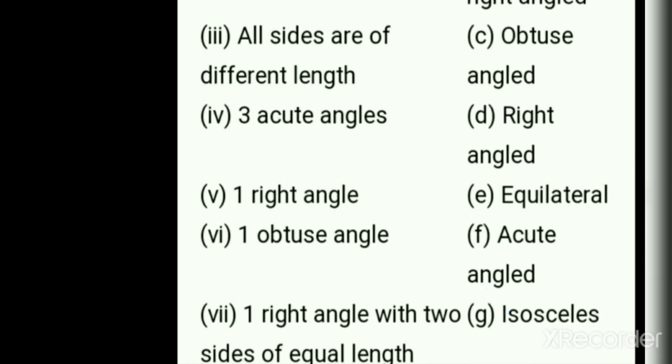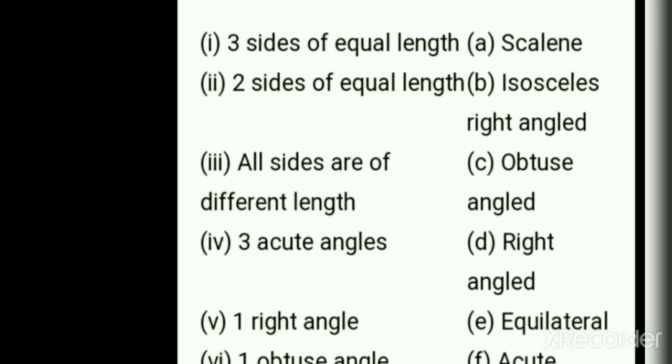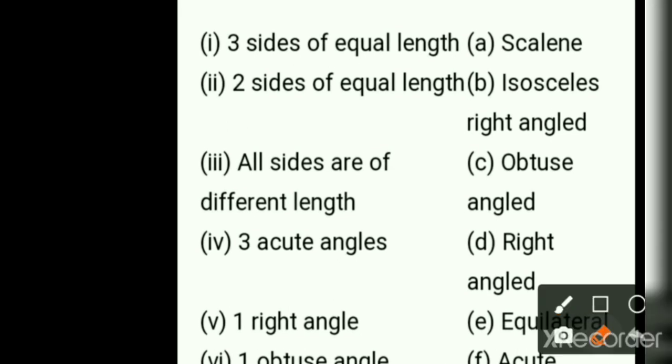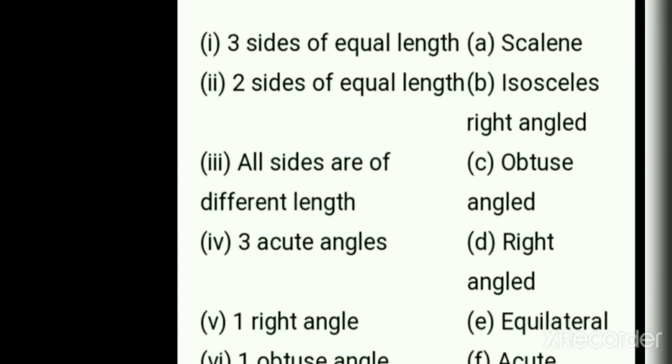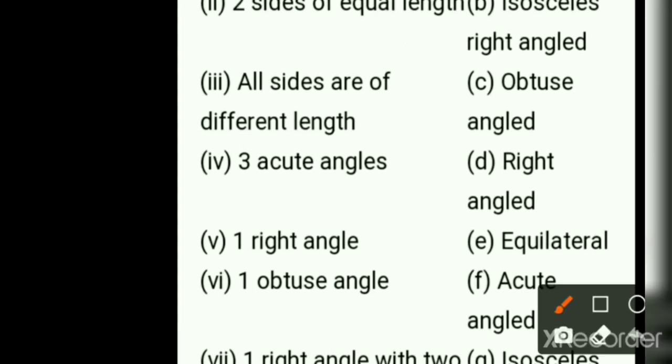Okay. Now third one. All sides are of different length. If all sides are different, then we call it a scalene triangle. Yes or no? So scalene triangle is the answer for the third one. Fourth one, three acute angles. If all three are acute angles, then we call it an acute angled triangle. Yes or no? So acute angled is the fourth subdivision.